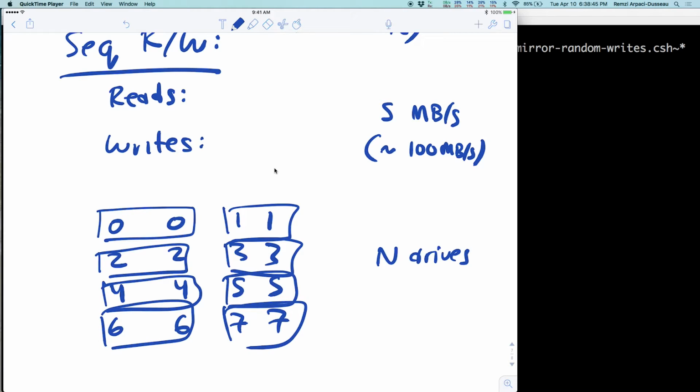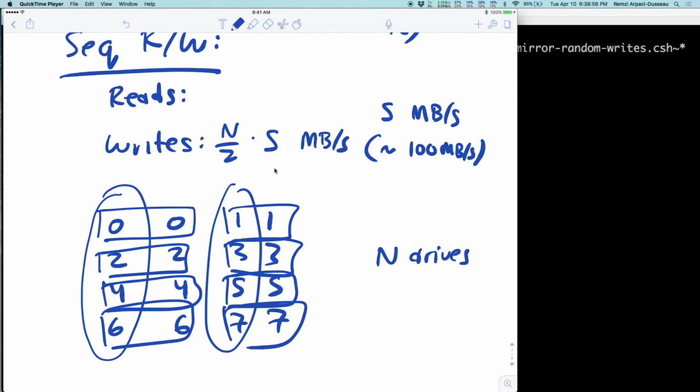Yeah, n over 2 times S megabytes per second. And it feels that way because you can kind of intuitively appeal to that: if you just wrote to this drive and this drive and you didn't have those other mirrored pairs, you get that same bandwidth, right? You're just writing those blocks out and it takes exactly the same amount of time. A little trickier are reads. What are we going to get from reads?